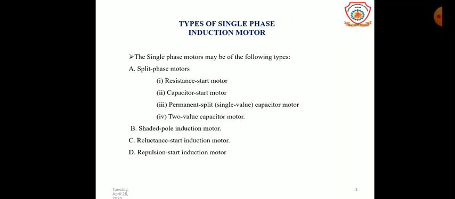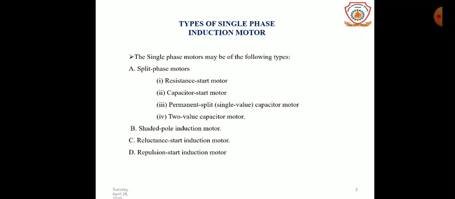Now third is permanent split induction motor. The permanent split capacitor motor also has a cage rotor and two windings named main winding and auxiliary winding, similar to the capacitor start motor. It has only one capacitor connected in series with the start winding.